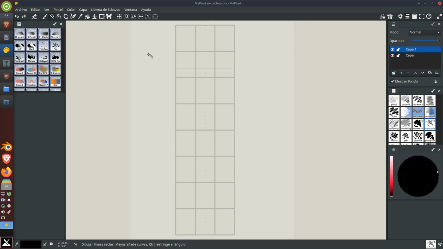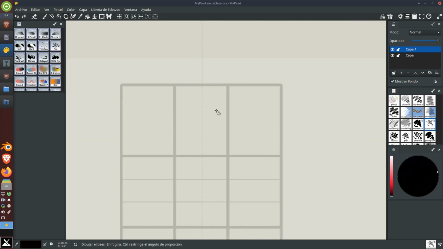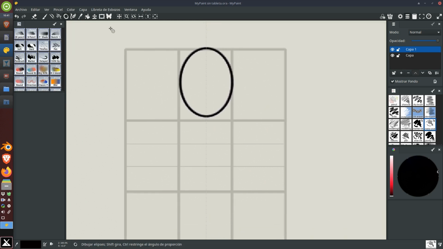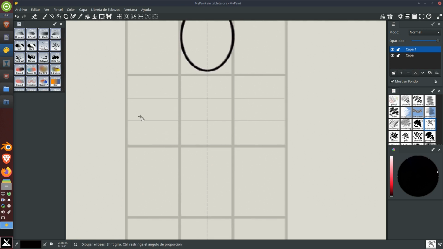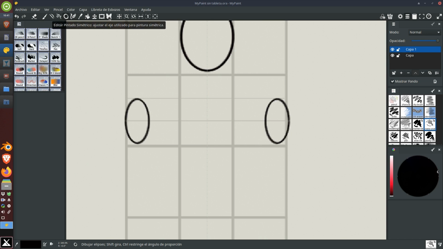You understand? So I'm going to do basically the same thing I would do if I were doing it by hand, which is, first of all, I'm going to draw the head, as I am doing here. Nice. And then I'm going to start drawing also the shoulders. Here I have the shoulders. As you can see, I've also activated the symmetrical axis. Here it is, the butterfly.